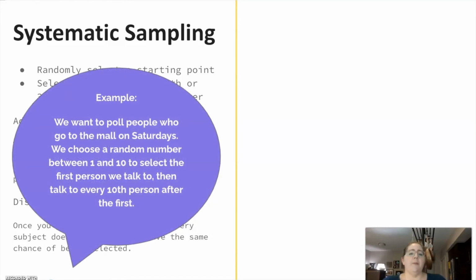So for example, we want to pull people who go to the mall on Saturdays. I don't know how many people are going to come to the mall on Saturday. I have no way, or realistic way, of numbering them. So what I could do is choose a random number between 1 and 10 to select the first person I talk to who comes in the door, and then I might talk to every 10th person after that. That might be a little bit hard because as you're talking to one person, more people are coming in, and are you counting them? Do you have a partner? What's going on? But you get the idea. This way I'm making sure that I'm talking to people throughout the day, and it kind of fixes that problem of not really truly knowing how many people are in that population.